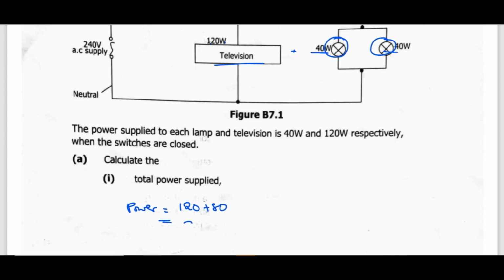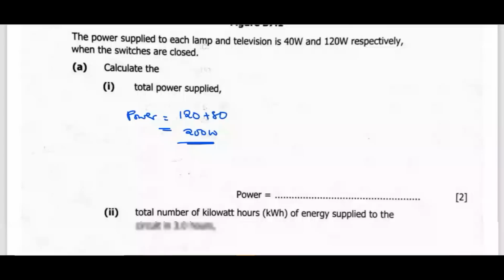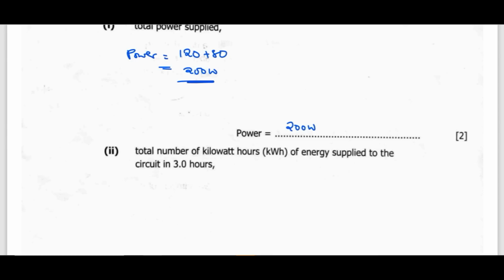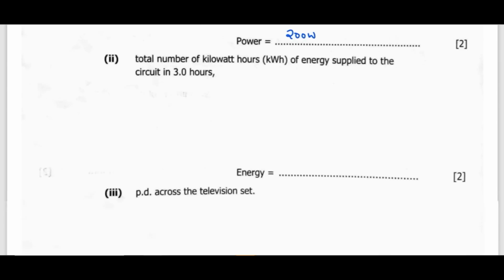So we're going to have 200 watts, meaning that is the power which was supplied. So that is the power. And then the total number of kilowatt hours of energy supplied to the circuit in 3 hours. So we want to see, because the total number of kilowatt hours of energy supplied to the circuit is in 3 hours.